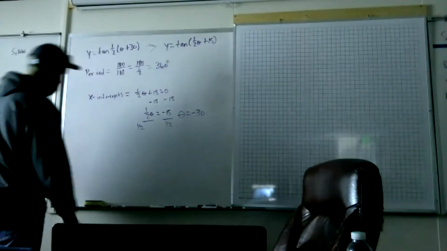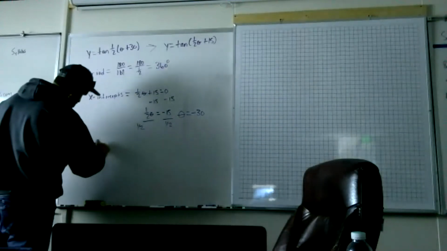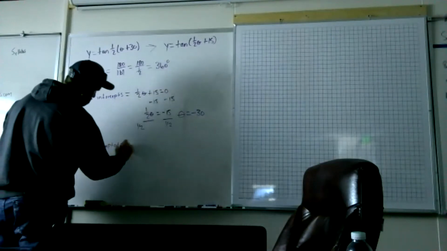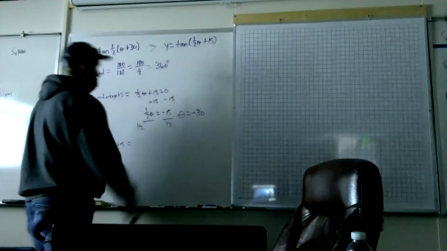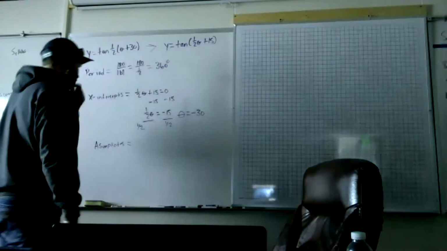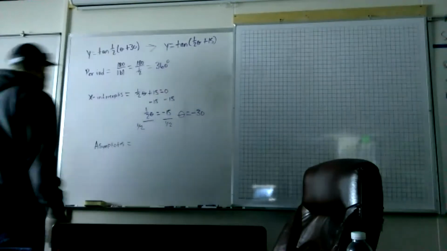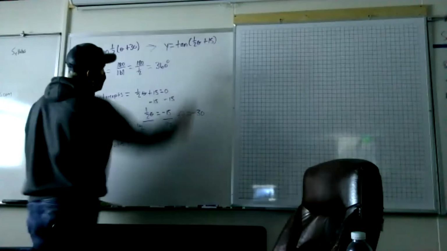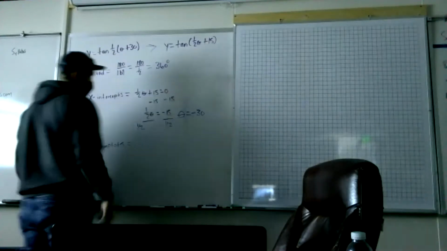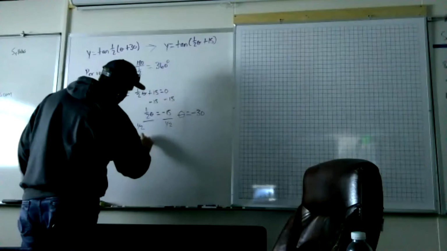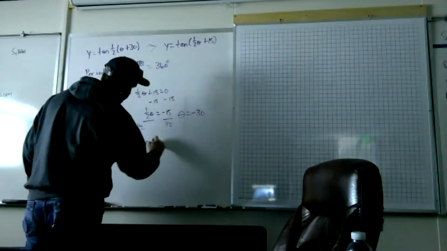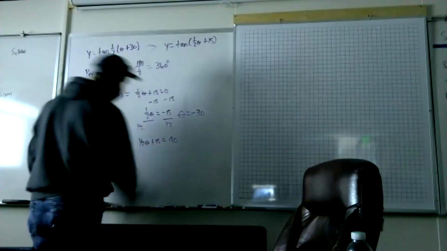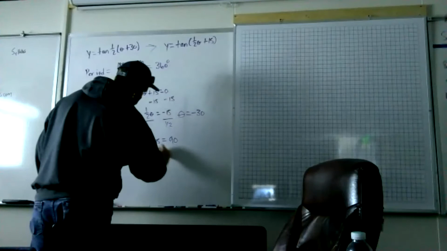Okay, the asymptotes. The parent function, tangent, has an asymptote at positive 90 degrees and negative 90 degrees. So I'm going to set what's on the inside of those parentheses equal to those to see where they have moved. So 1/2 theta plus 15, set equal to a positive 90 and solve. So minus 15 on both sides.